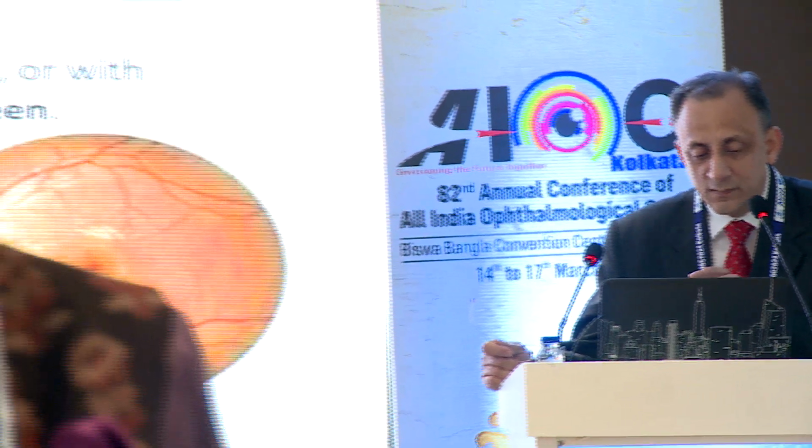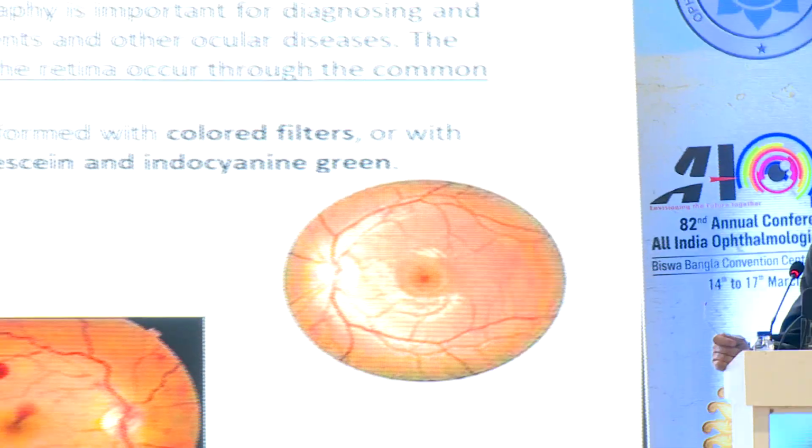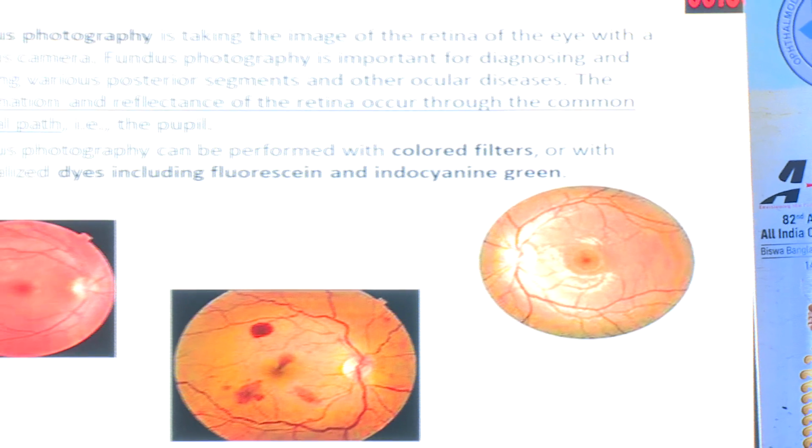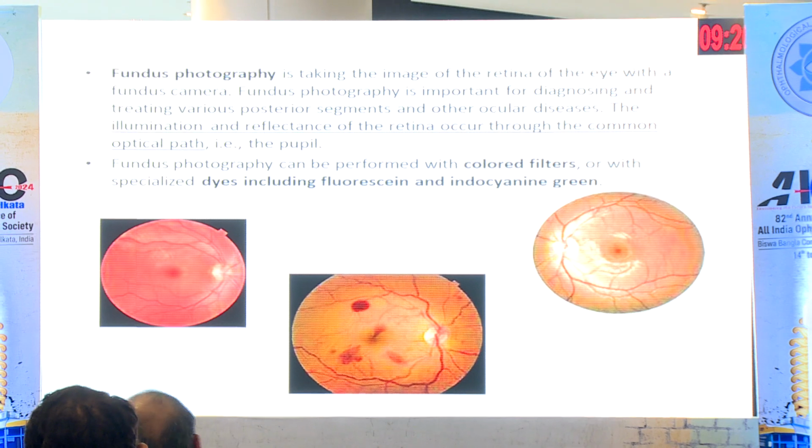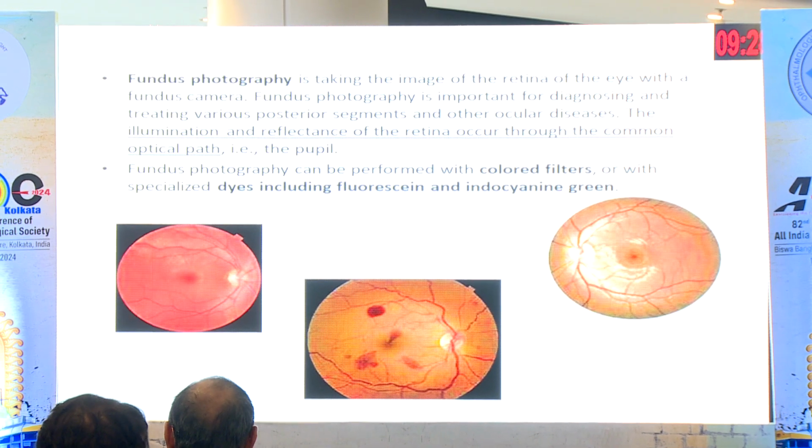So in fundus photography, we know the illumination and reflectance of the retina occurs through the common optical path, that is the pupil, and you do it through different color filters or through dyes for fluorescein angiography and ICG, indocyanine green angiography.